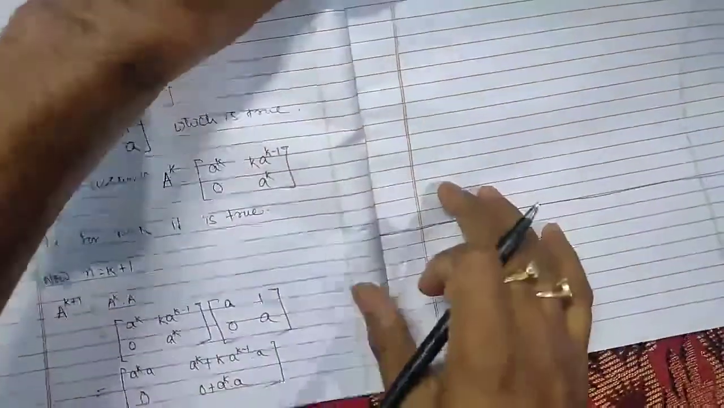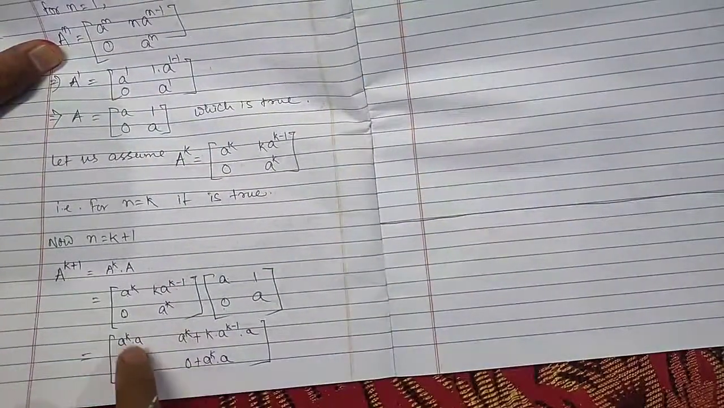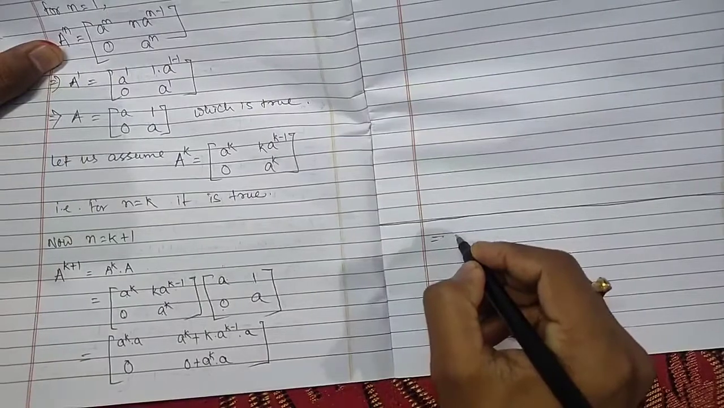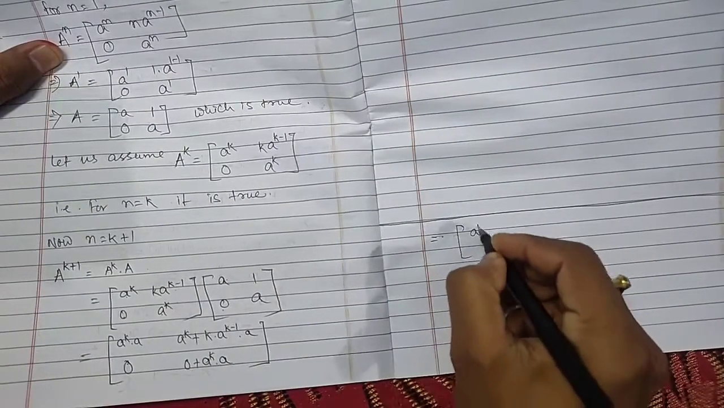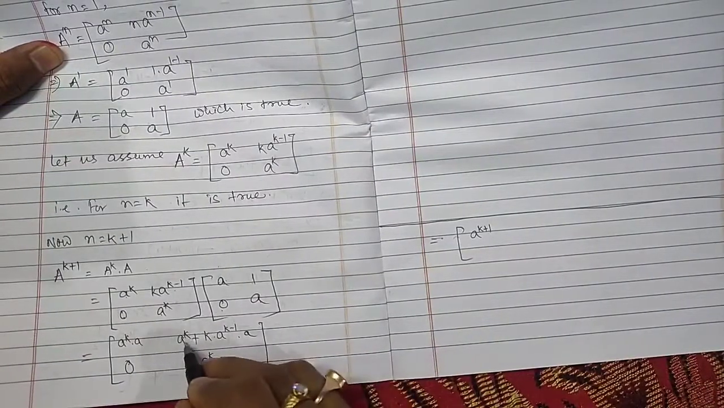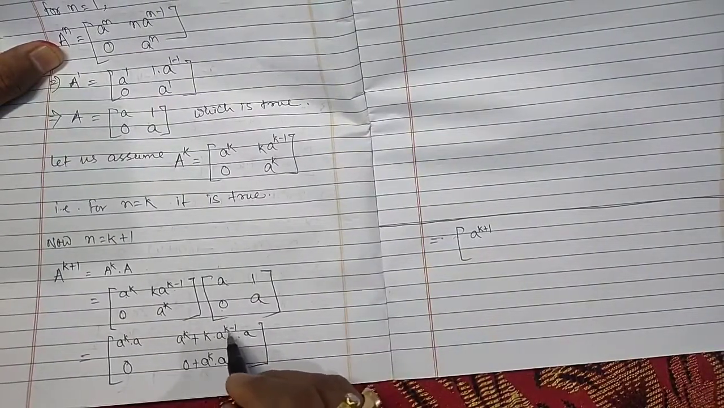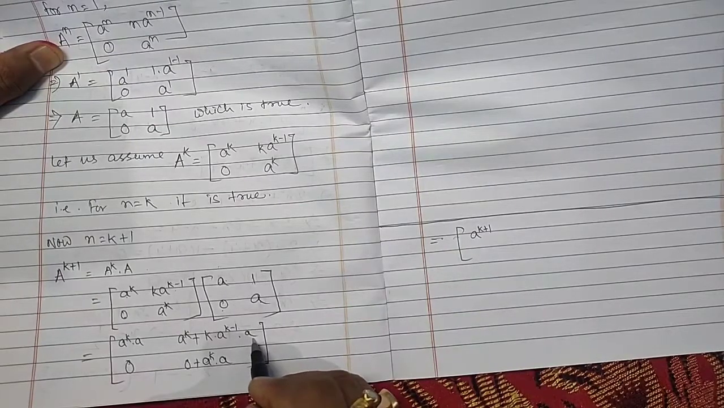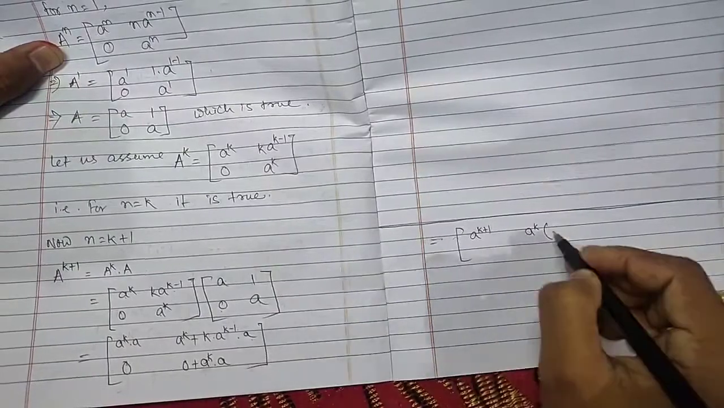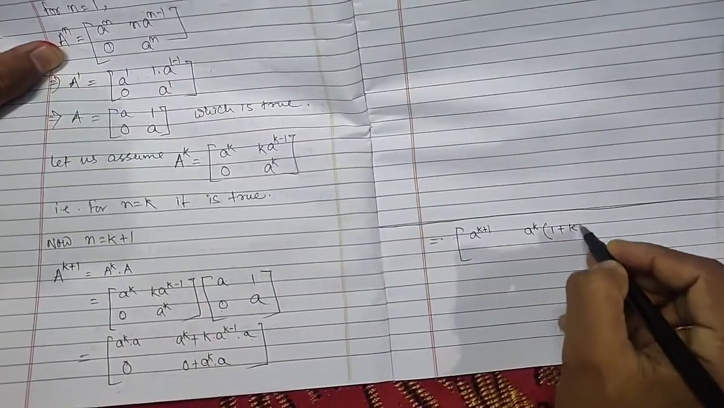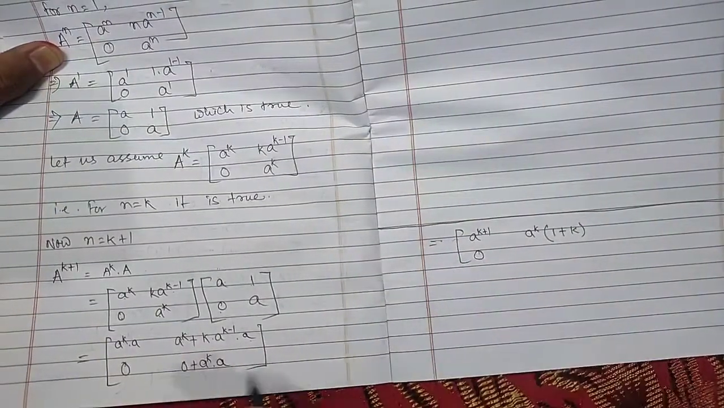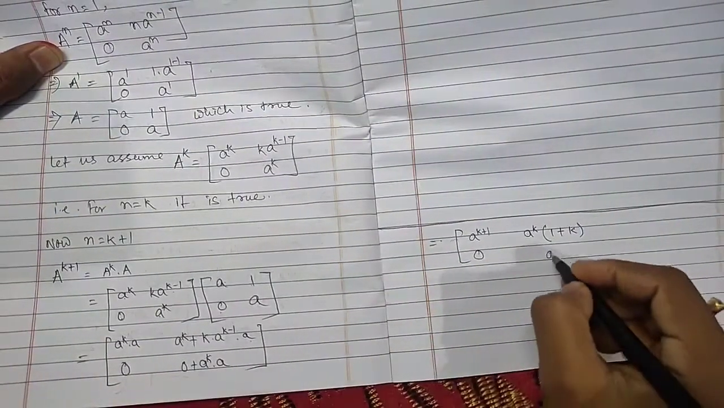So what is coming here? A to the power k into a, so this is equal to a to the power k plus 1. Next, if you take a to the power k common from here, k a to the power k minus 1 into a, that means k a to the power k. So if you take a to the power k common from here, what will be left? 1 plus k. This will be left. Here it is 0 and here it is a to the power k plus 1.